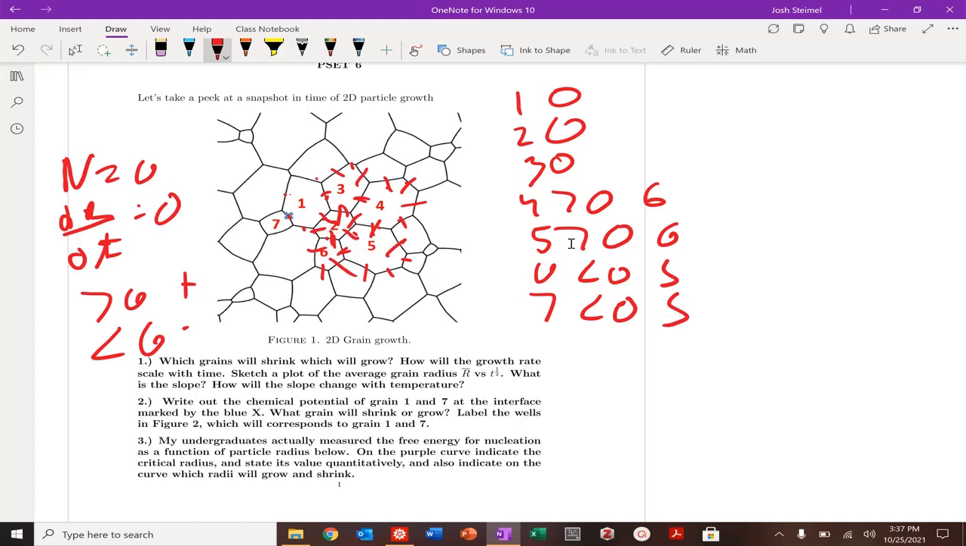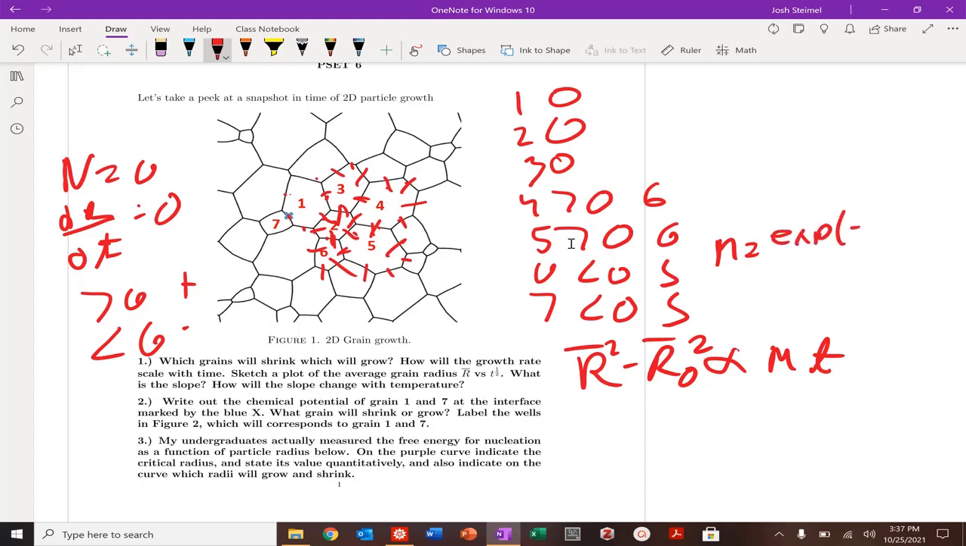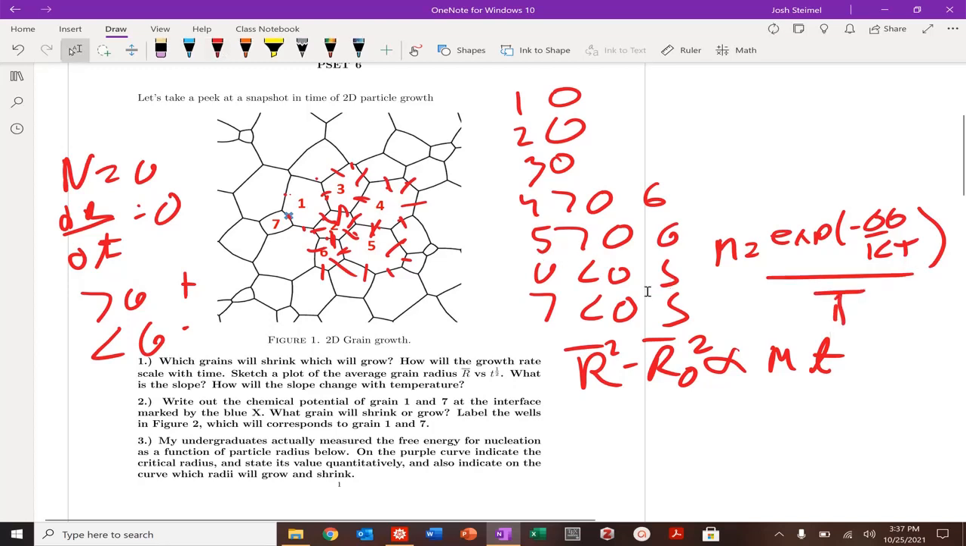So how will the growth rate scale with time? We know that R bar squared minus R naught squared is going to be proportional to M times T, where M has basically an exponential term, with respect to everything else just constants, e to the minus delta G over kT, over temperature. So I have this exponential and this 1 over T term. So that's M.